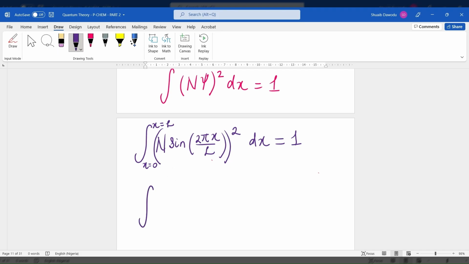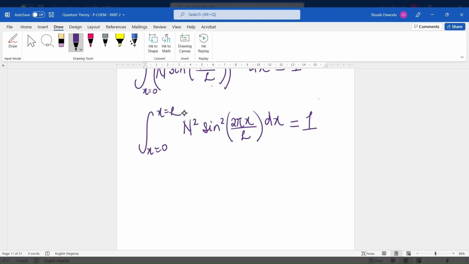So when you rewrite this, you can just have it as n squared sine squared 2 pi x over L dx, and this is equal to 1. We already know they told us the normalization constant is a constant, and in our rules of integration, you can bring out the constant in front. So that would be n squared, you bring that out. So that would be x equals 0 to x equals L of sine squared 2 pi x over L dx is equal to 1.